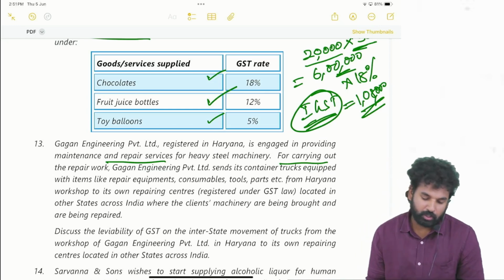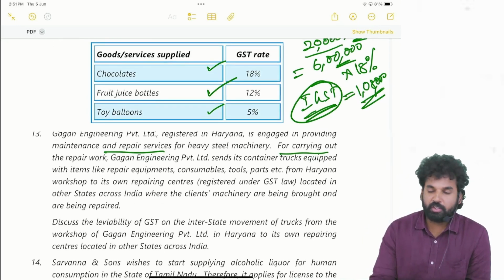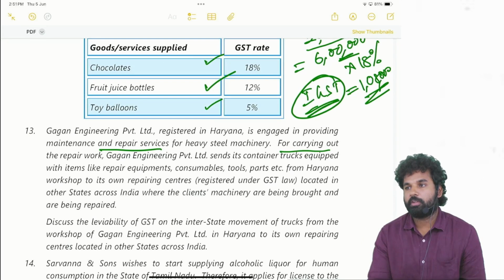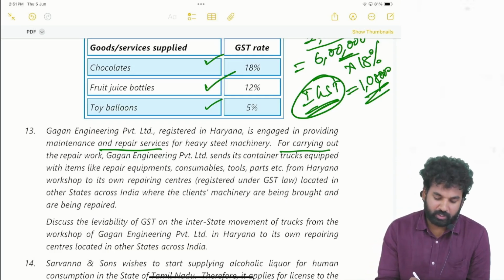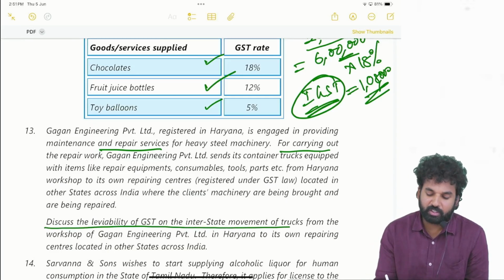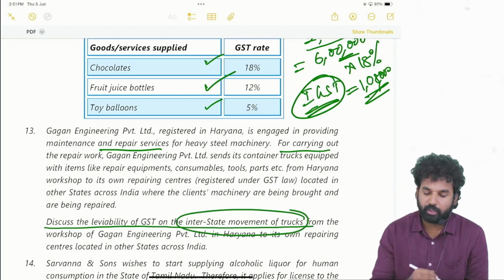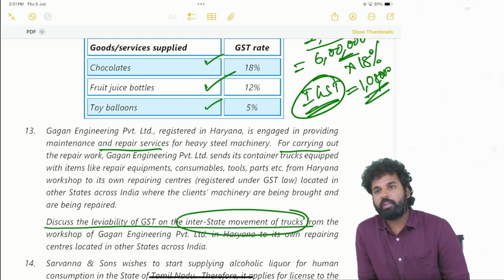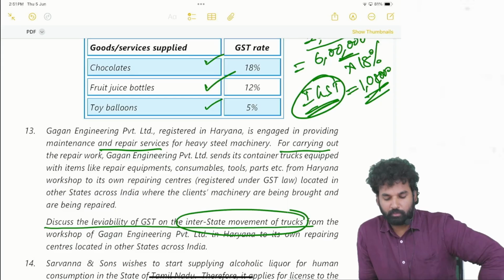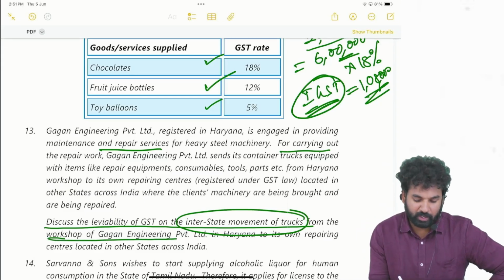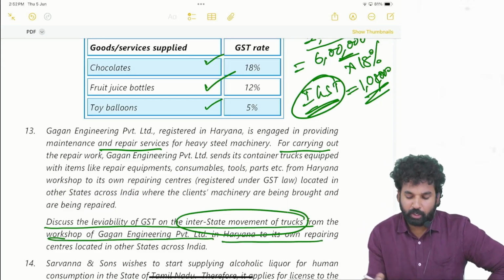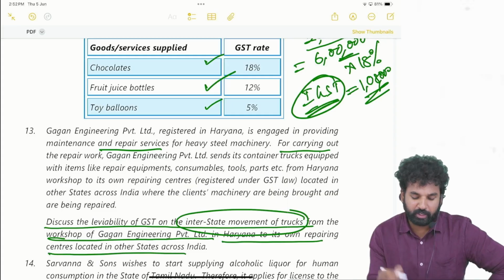Okay, spares. So in that case, it is not a supply. We have read that clarification, right? So discuss the leviability of GST on interstate movement of trucks. Interstate movement of trucks means interstate movement of conveyance, from the workshop of Gagan Engineering Private Limited in Haryana to its own repairing centers located in other states.